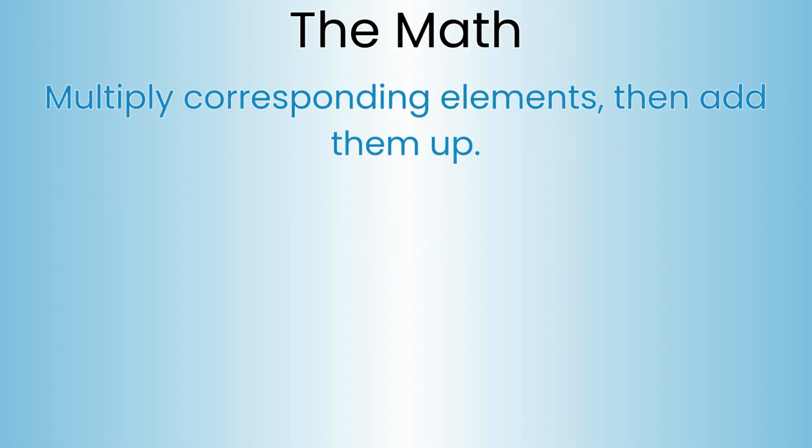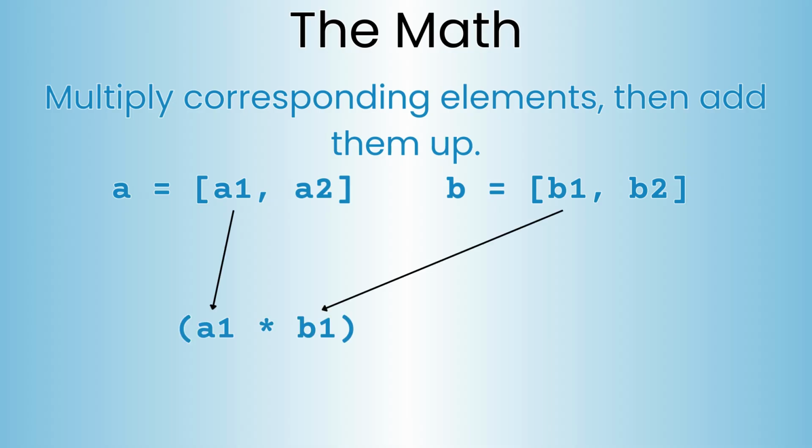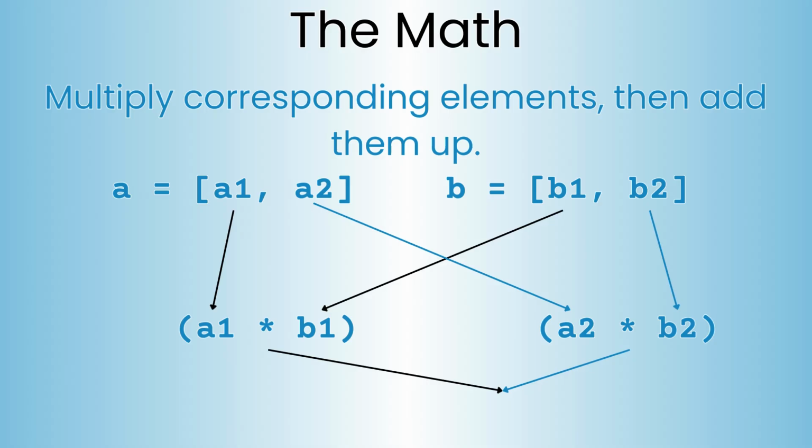So, how do we calculate this? The math is super simple. If we have a vector A, which is a1, a2, and vector B, b1, b2, we just multiply the corresponding elements and then add them up. Means a1 into b1 plus a2 into b2. This is the dot product. The dot product isn't another vector. It's just a single number, a scalar.